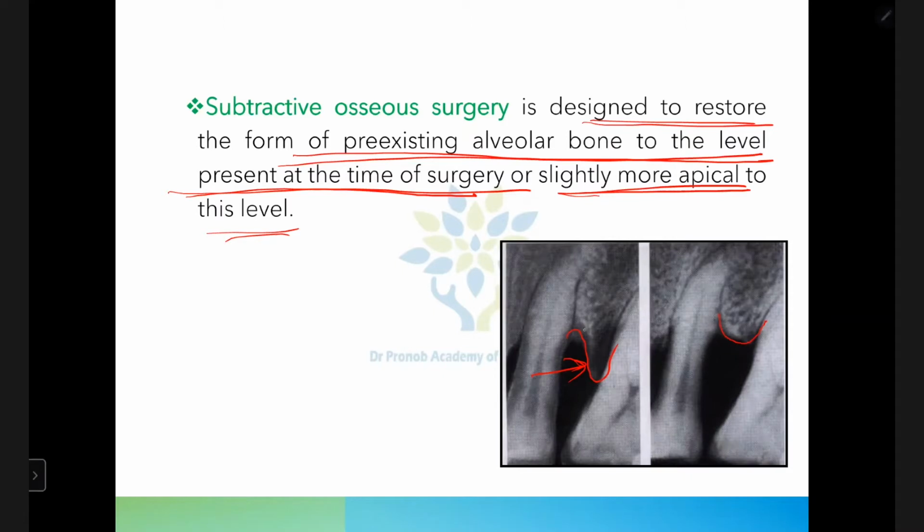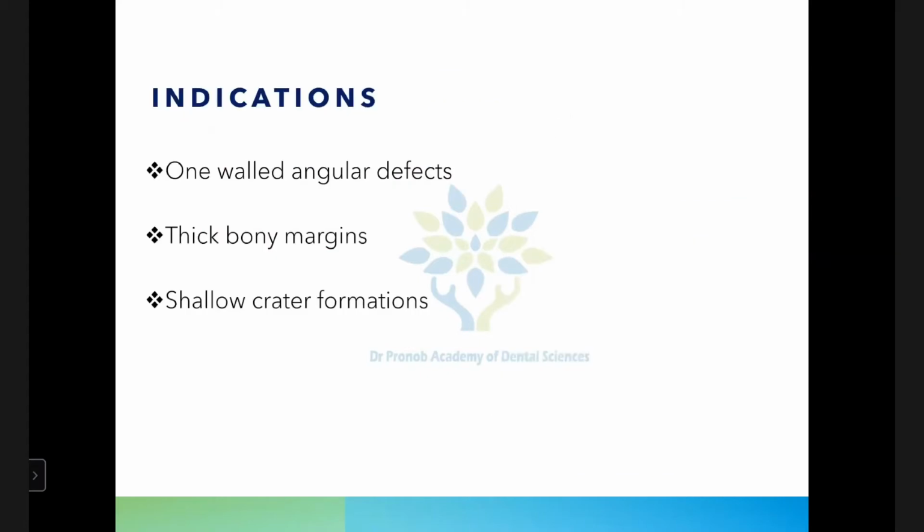So when I have opened the flap, my alveolar bone is at some level. If I'm trying to keep that bone at that level, or if I am trying to make it more apical, then it is called subtractive osseous surgery. If I am trying to regenerate, if I am trying to restore the lost periodontal attachment apparatus, then it is called additive osseous surgery.